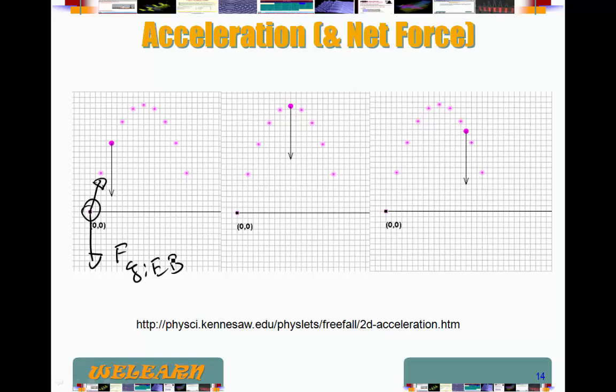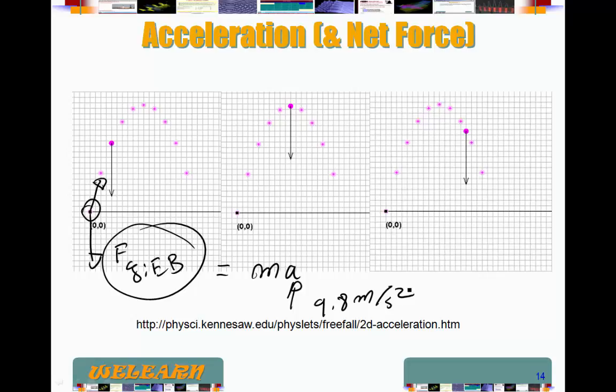Since it's a unique force, that force is actually the net force acting on the ball, and being the net force, that means that that force is equal to ma. The acceleration is then just equal to 9.8 meters per second squared in the downward direction.